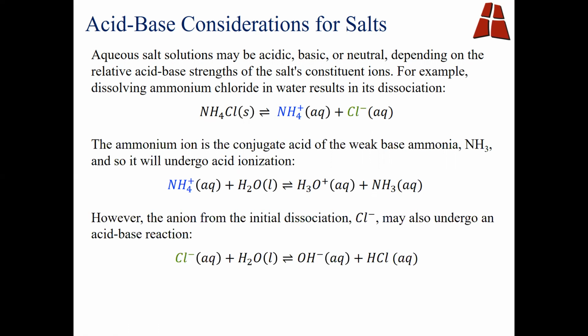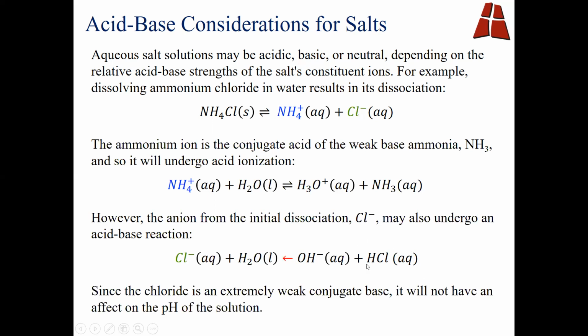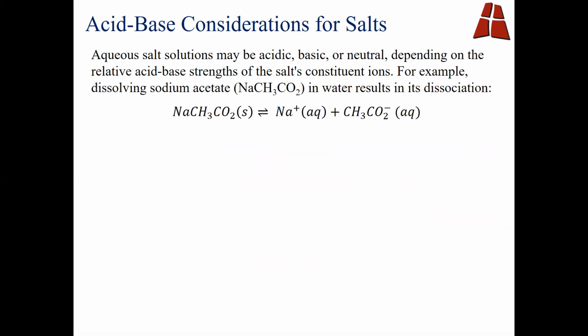Alternatively, if we consider chloride, then chloride we know is the conjugate base of a strong acid, HCl. And so if it reacts with water, it would form hydroxide and HCl, but because we know HCl is a strong acid, the reaction is entirely going to favor the reactants. And so we will not see an effect on the pH due to the presence of the chloride, but only the ammonium ion, okay?